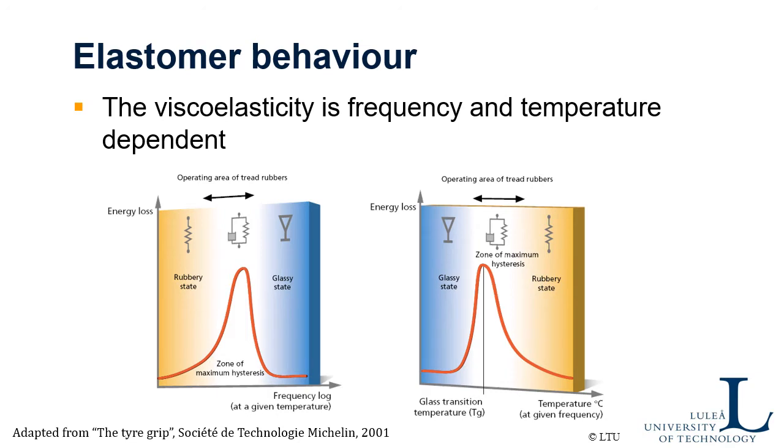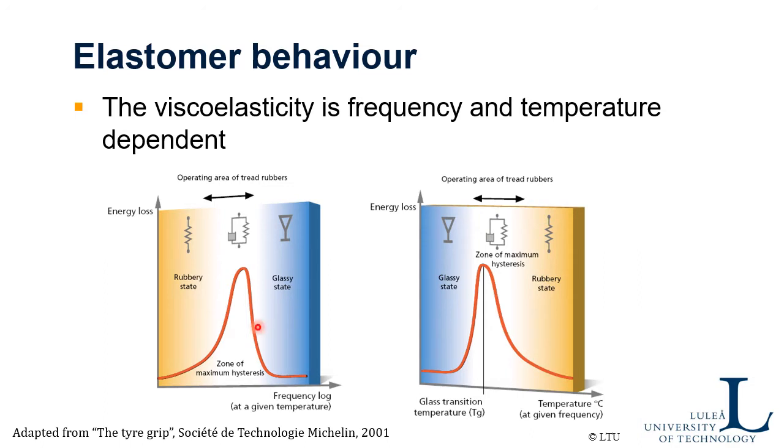So these illustrations taken from Michelin literature show the influence of the frequency, for example. So if you excite the rubber at a very high frequency, it behaves like a glass, a brittle material. While if you have a slower excitation of the material, it behaves like a rubber, more like a spring. And here, somewhere in between, it behaves very much as a viscoelastic material. The hysteresis is at its maximum. So you have both elastic and damping effects of the material.